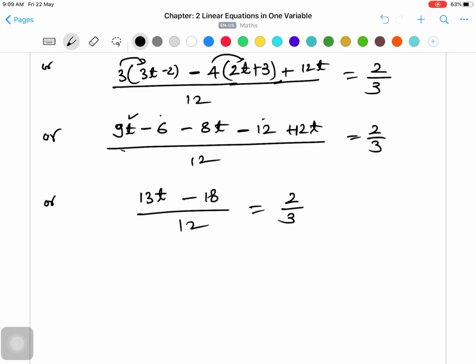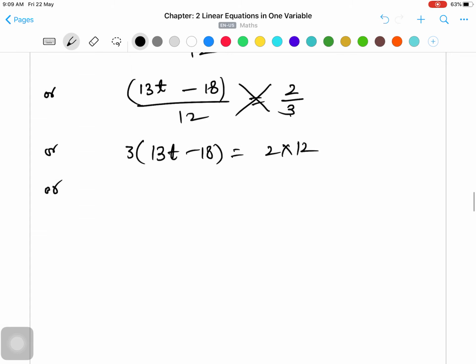Now we'll do the cross multiplication. So this 3 will be multiplied to the whole term here. So it will be 3 into 13t minus 18, and this will be 2 into 12. The next step will be 3 into 13 is 39t, and 3 into 18 is 54, equals 2 into 12 is 24.